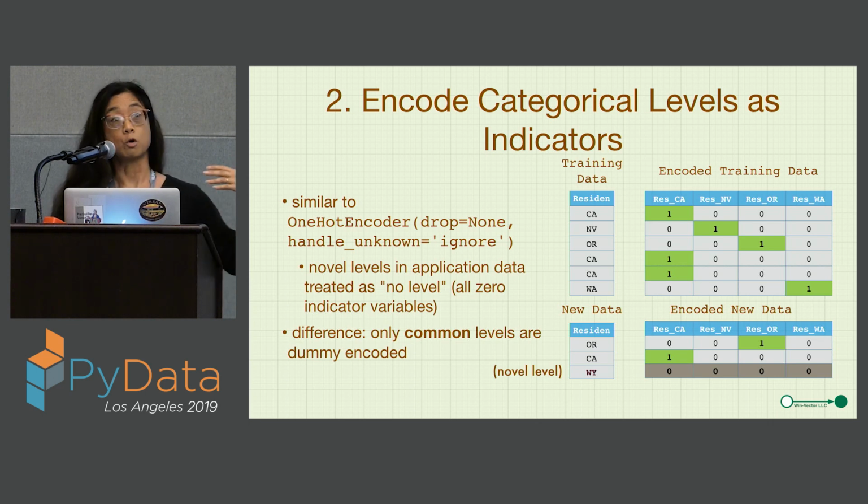If you use the right parameters, or if you use vtreat, what happens is that novel levels are treated as basically no level. They're encoded as all zeros with the indicator variable. This allows the model to continue to process customers from Wyoming and South Dakota and any place it's not seen without crashing, which is a good thing. The primary difference between what one-hot encoder does and what vtreat does is that vtreat does not, by default, dummy encode all of the observed levels of a categorical variable. It only encodes the most frequent ones.